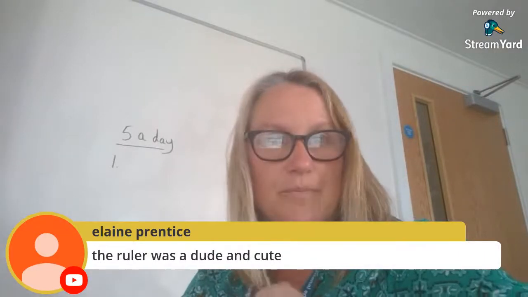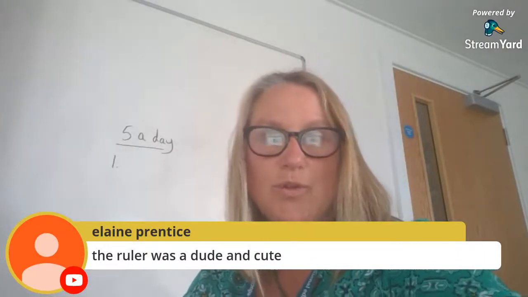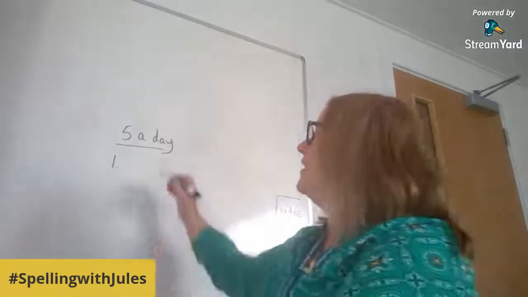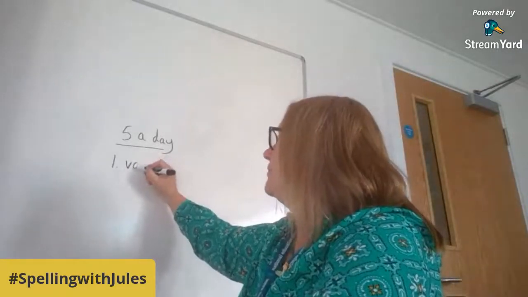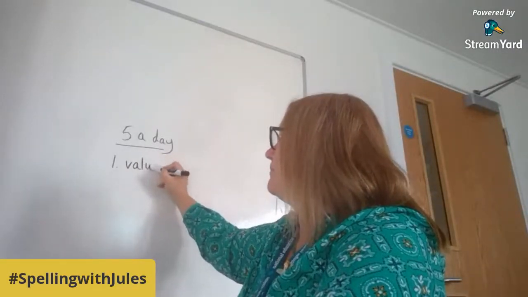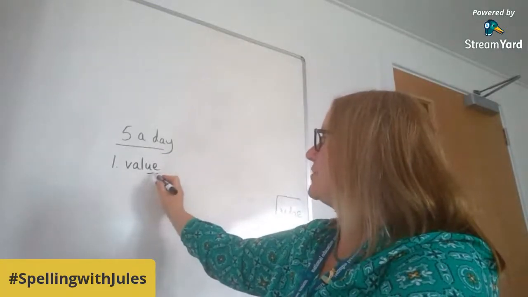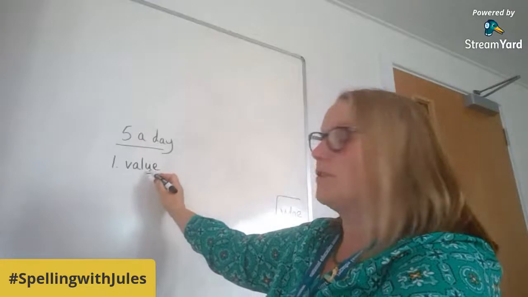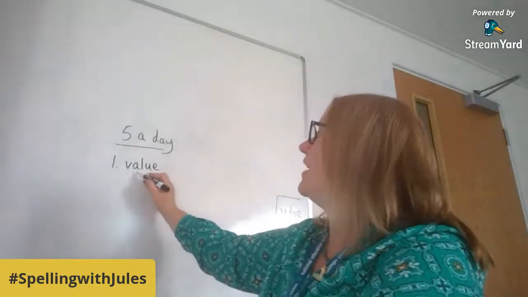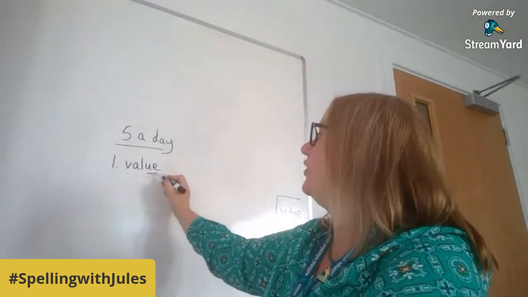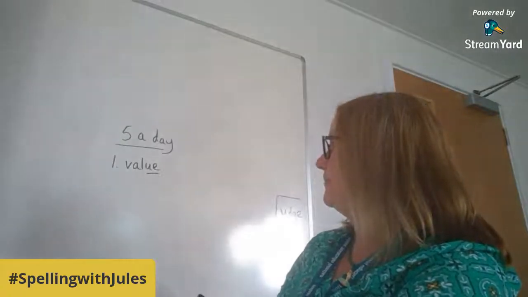The ruler was a dude and cute. Very good. Is the word value. And that's actually the one Sasha was using. So that's a sound. It's not a split digraph, it's just an oo sound. So we've got v, a, u, value.